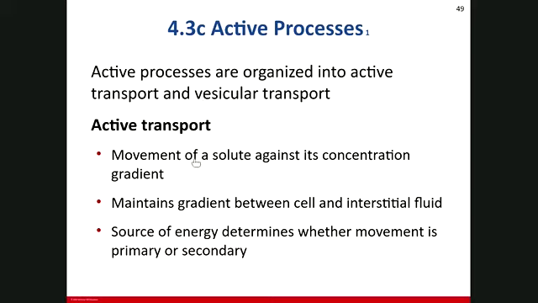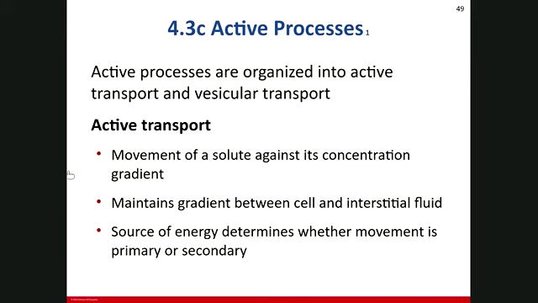The active transport is movement of solute against its concentration gradient. It means that we need to use energy to send substances from the place where their concentration is lower to the place where the concentration is higher. And this active transport can maintain the gradient between cells and interstitial fluid. And the source of energy determines whether movement is primary or secondary.